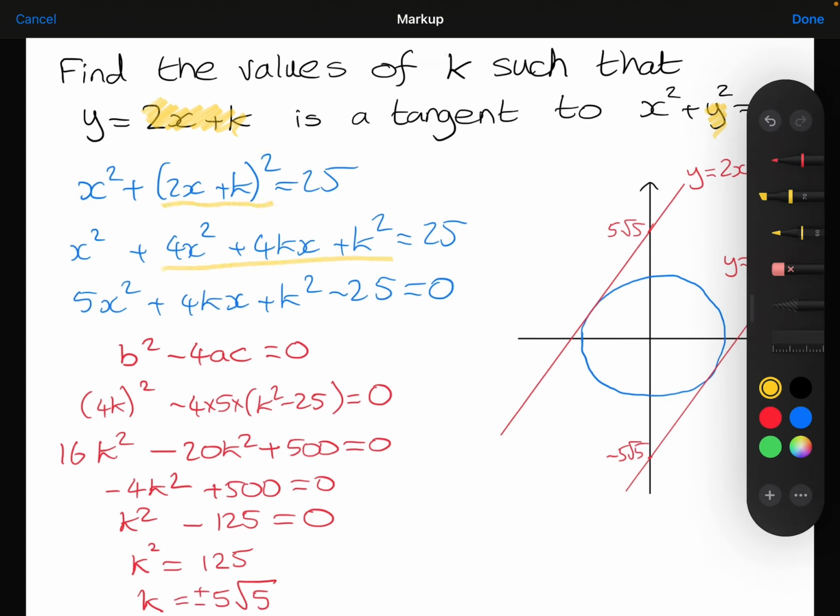The 2x squared is 4x squared. The 2x times k is 2kx, but then double that, so 4kx. And the k squared is there. Next, I collected up the like terms. I've got the 5x squared. I've got the 4kx. And then I've got the k squared, and I've subtracted 25 so that it equals 0.